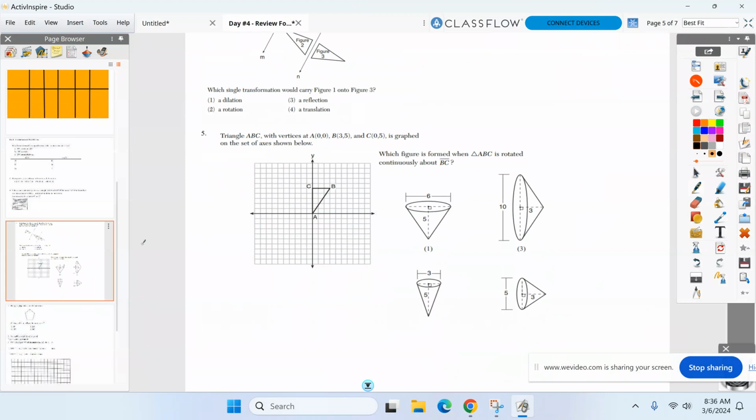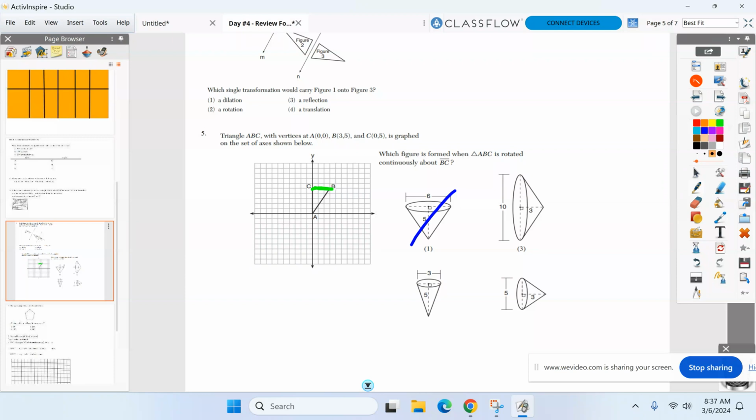I'm going to rotate it around BC. Continuously rotate it around BC. So can everyone get a visual in your mind what that cone's going to look like? Because I'm about to eliminate 2 of these choices up here. All right, everyone all right on what this cone's going to look like? Because I am going to eliminate this choice here, choice 1. Definitely won't be looking like that.